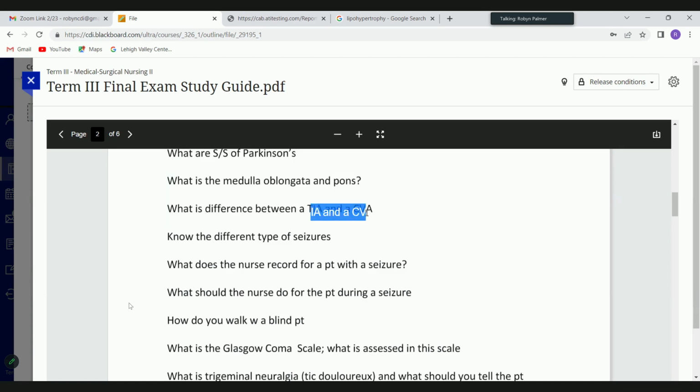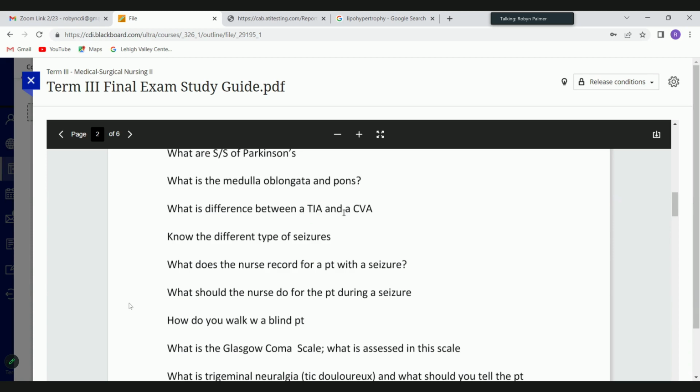TIA and a CVA, which one is short-term? Which one is long-term? TIA is a baby stroke. Yeah, it's right. So transient ischemic attack, right? Transient means you're not there long. When people talk about transient people living on the street, that means they're not living there long, right? So transient, same thing, it's temporary. So that's how you know the difference between TIA and a CVA. TIA is temporary and a CVA is longer.